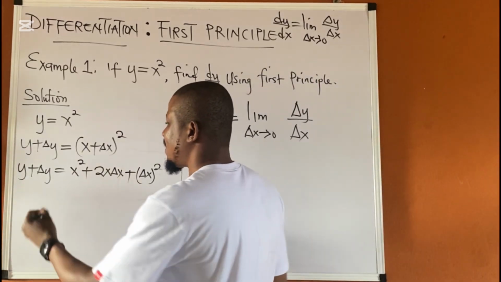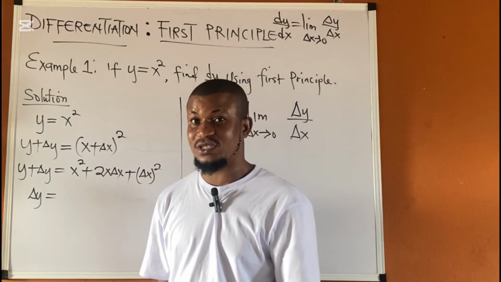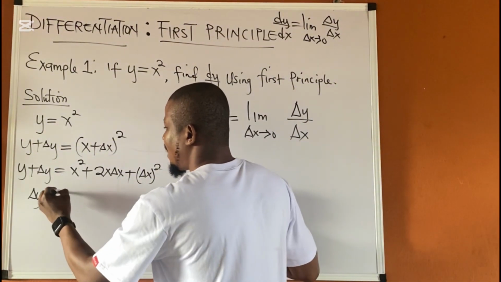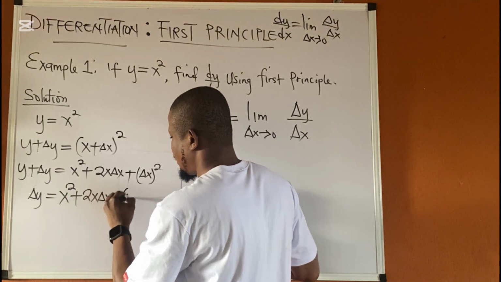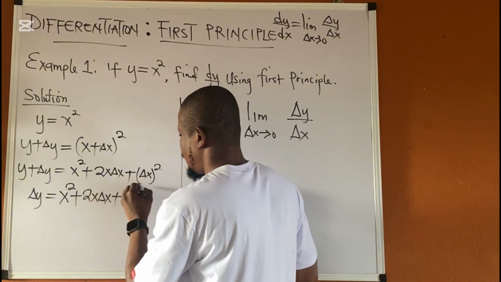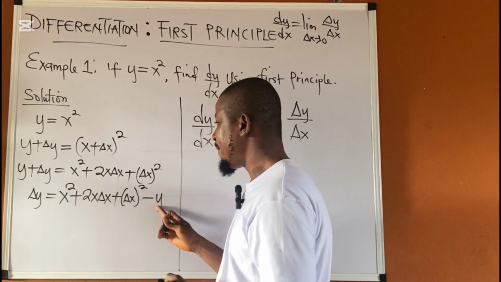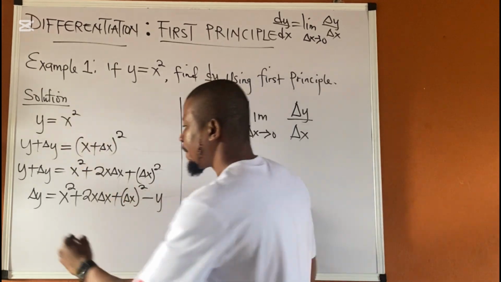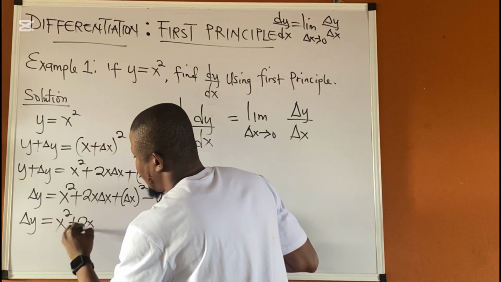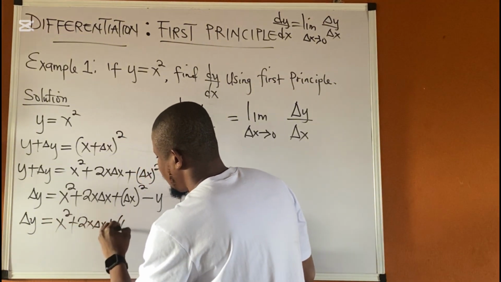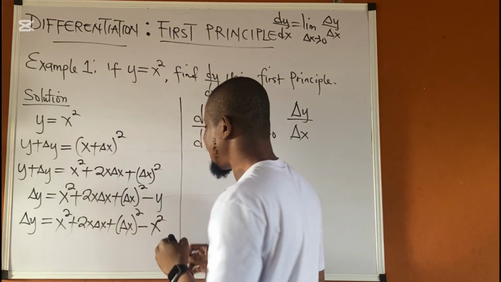So from this, we'll make our change in y subject here. When we make change in y subject, it means we are subtracting y from both sides, or we are transferring this y over to this side. So we have x squared plus 2x change in x plus change in x all squared minus y. Okay. Now, remember, y is x squared, so we can rewrite the value of y. So we have change in y equal to x squared plus 2x change in x plus change in x all squared minus y, which is x squared.